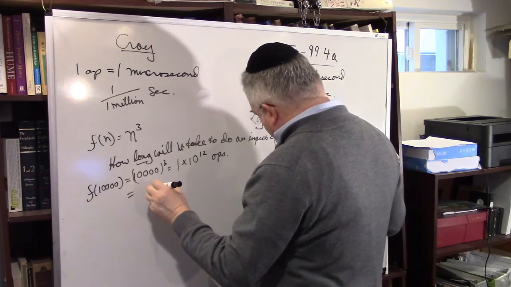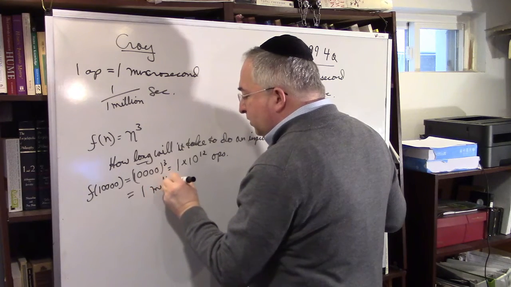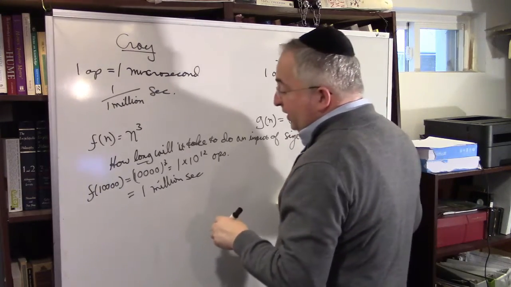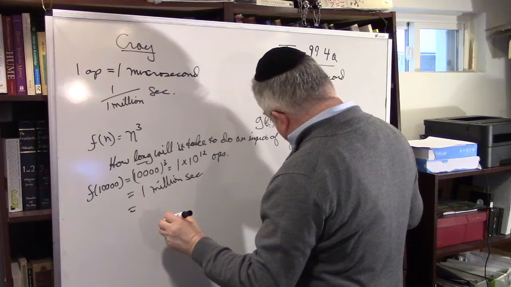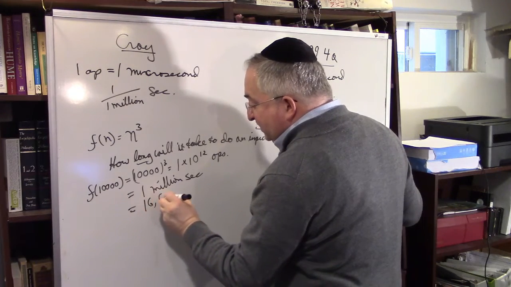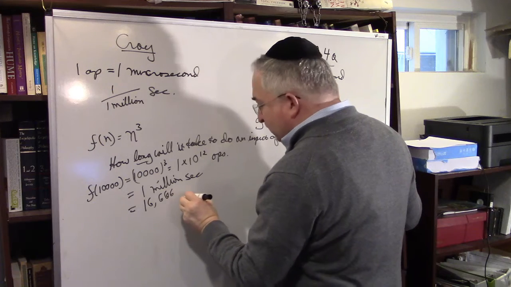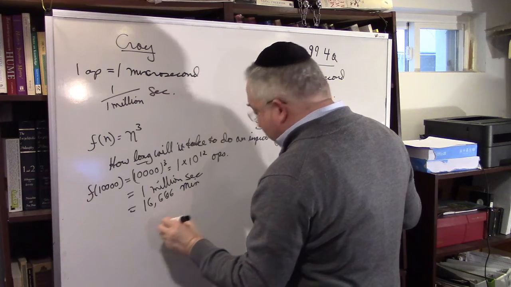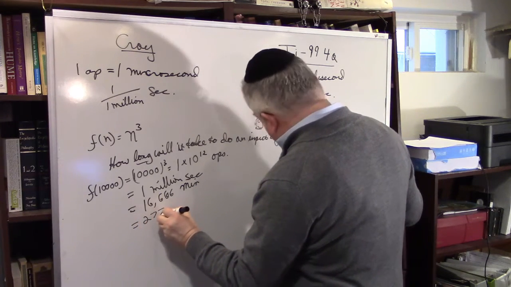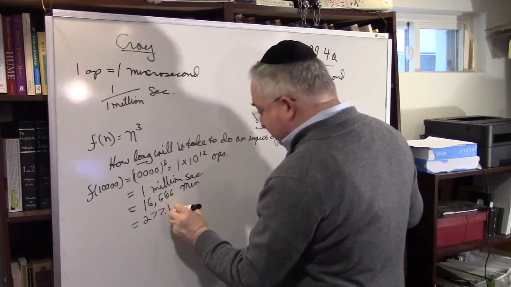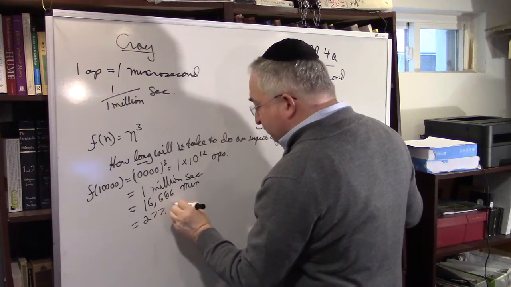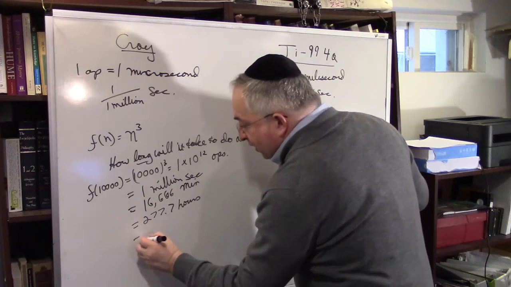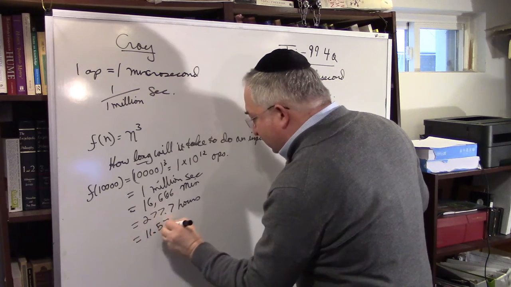And so that gives you 1,000,000 seconds. 10 to the 12 is 1,000,000 times 1,000,000, so divided by 1,000,000 it's 1,000,000 seconds, which is equal to, divide by 60 to get how many minutes, so you get 16,666 minutes, which is equal to 277.7 hours, which is equal to 11.57 days.